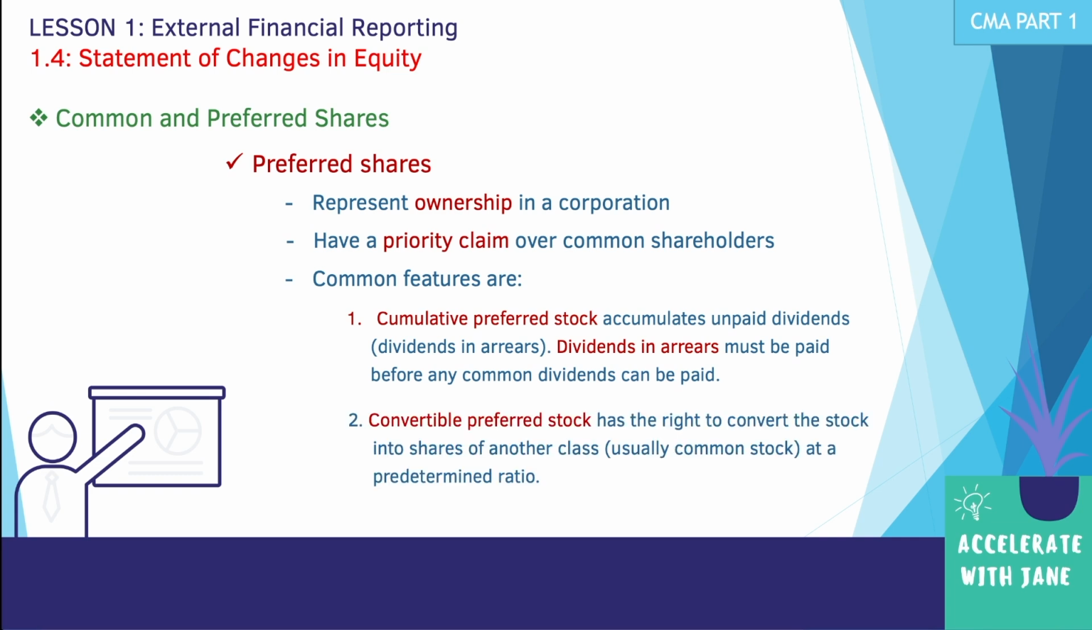Second, we also have this feature, which is the convertible preferred stock. This simply means that the preferred shareholders have the right to convert the stock into shares of another class. And this is usually at a predetermined ratio. So for example, preferred shareholders may have the right to choose or to decide whether they want to convert their preferred stock, for example, into bonds or also into common shares.